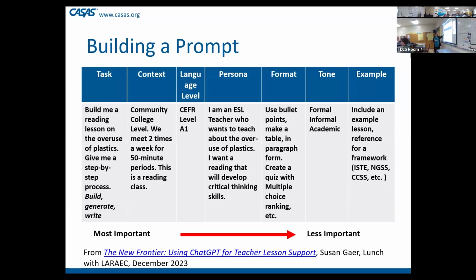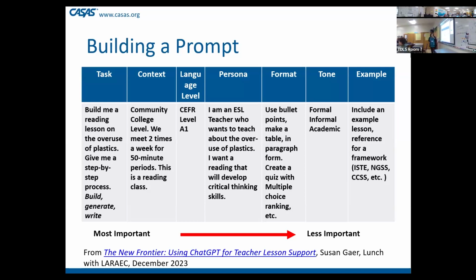The context: community college level, we meet two times a week for a 50-minute period. This is a reading class. I never would have thought to say that, but she thinks that's helpful. She's got the CEFR level and she used A1. We didn't know that at the time, so A1, A2, look at the list I put in the earlier slide, or as our colleague here said, pre-A1, for example, maybe that helps. The persona: I'm an ESL teacher who wants to read about the overuse of plastics. I want a reading that will develop critical thinking skills.